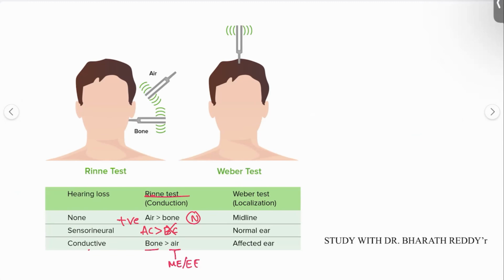Next, moving on to the Weber's test. Weber test is always lateralization or localization of the vibration. So when it is heard in the normal ear, that means the patient is suffering from sensory neural hearing loss. In conductive hearing loss, it will be heard on the same side of the affected ear. So this is how to interpret the Rinne's test and the Weber's test.